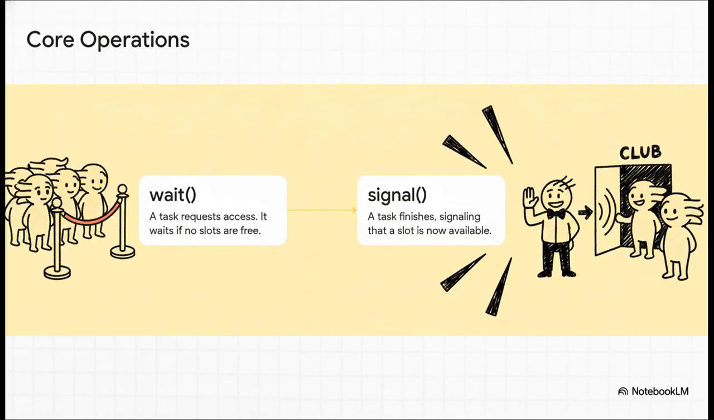And our bouncer, the semaphore, really only has two main moves it uses over and over again. First, it makes a thread wait if the club is full. And second, it listens for a signal that someone has left which frees up a spot. That's pretty much it. Wait and signal.